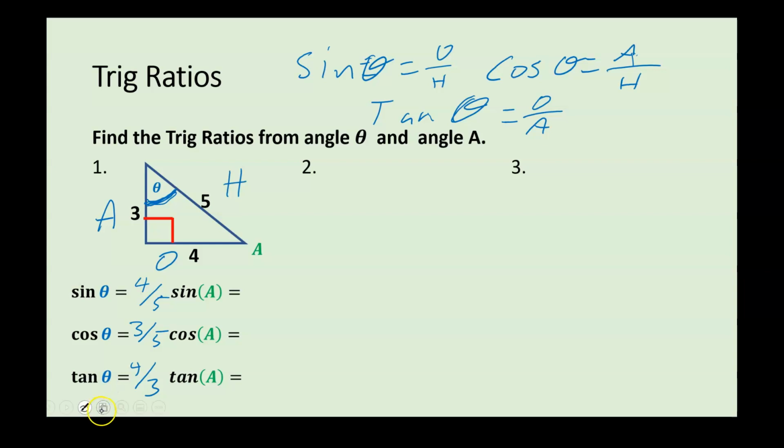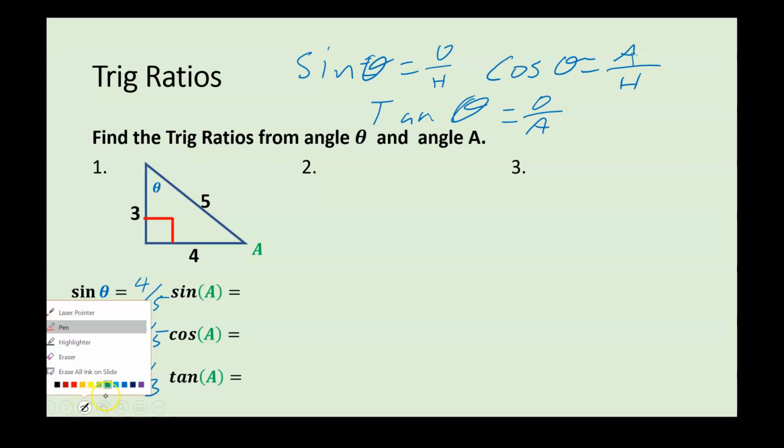Now, if we were looking from the perspective of angle A, then we know that this is the opposite side, this one is the adjacent side, and this is the hypotenuse. Looking from angle A, this is the opposite, the adjacent, and the hypotenuse.